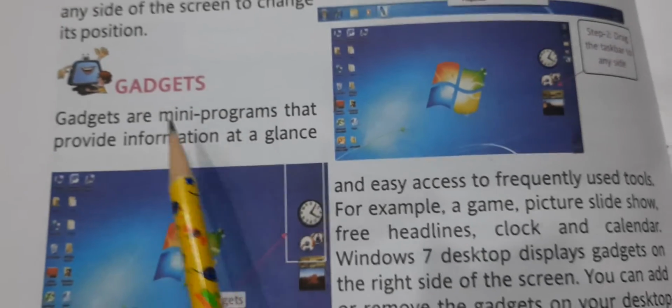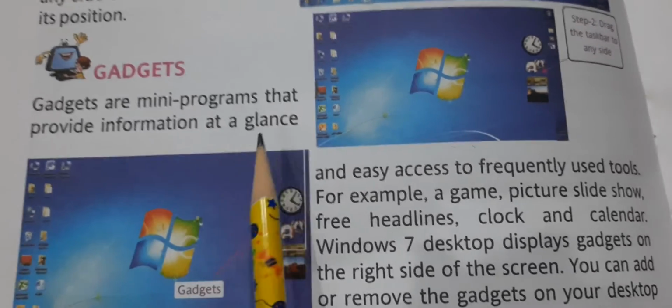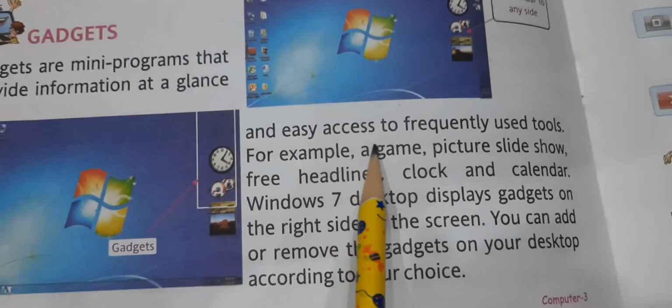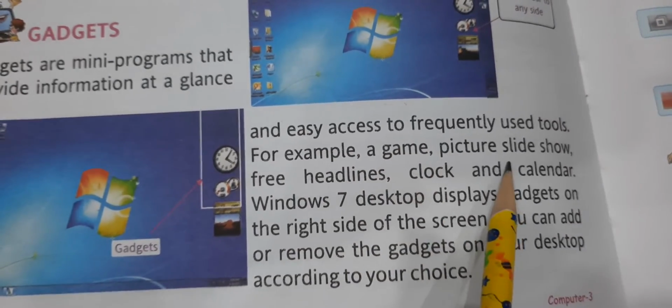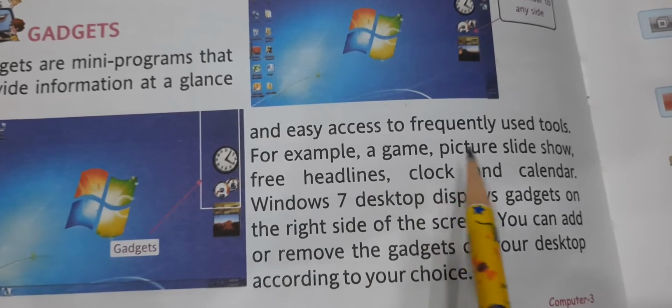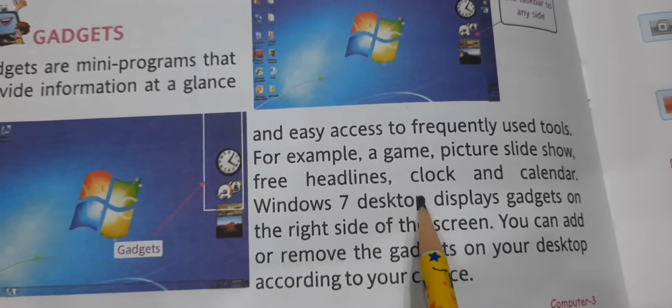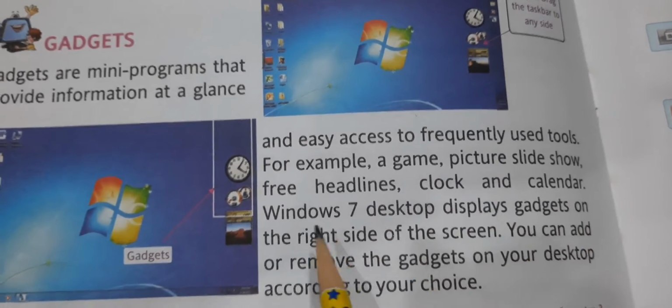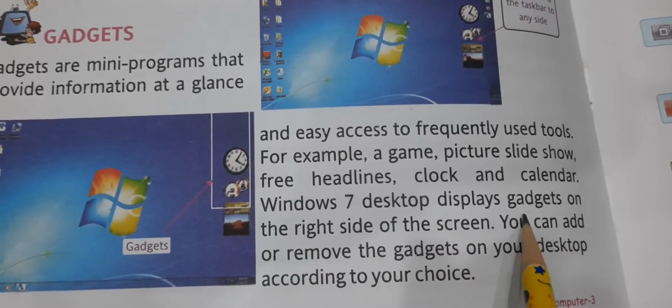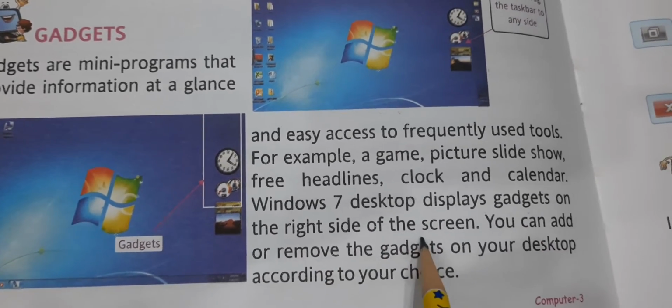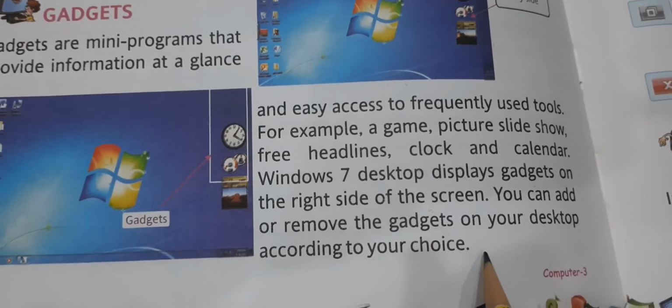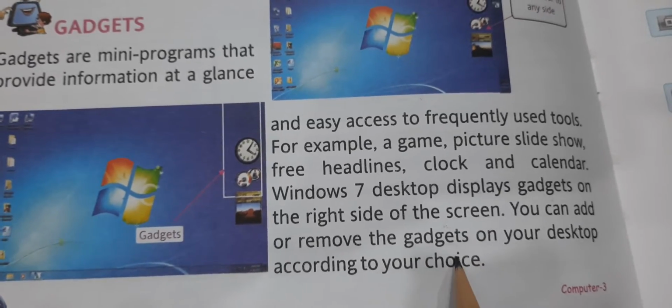Gadgets are mini programs that provide information at a glance and easy access to frequently used tools. For example, a game, picture slideshow, feed headlines, clock, and calendar. The Windows 7 desktop displays gadgets on the right side of the screen. You can add or remove the gadgets on your desktop according to your choice.